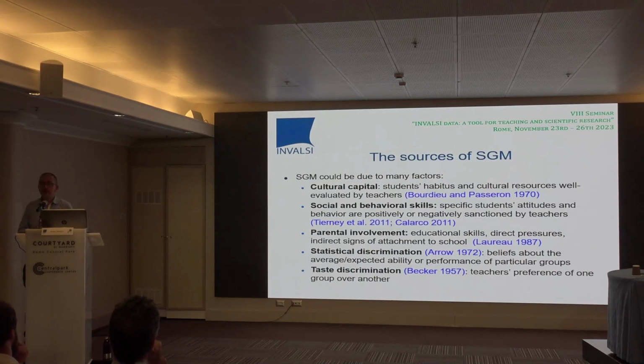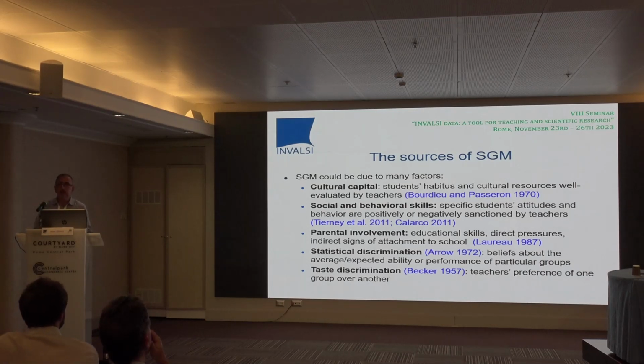Now, I was mentioning before that the sources of the SES-based grading mismatch could be many. I try to identify the most relevant ones stemming from the literature in economics of education, sociology of education, and educational science. I identify at least 5 groups of factors. The first one, coming from sociology, is cultural capital. Students' habitus, language proficiency, and cultural resources could be better evaluated by teachers, who can give a premium in terms of grades to students that demonstrate certain kinds of social competence and cultural capital.